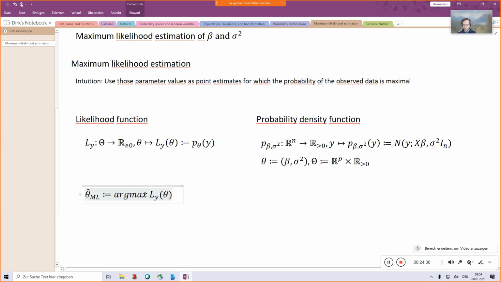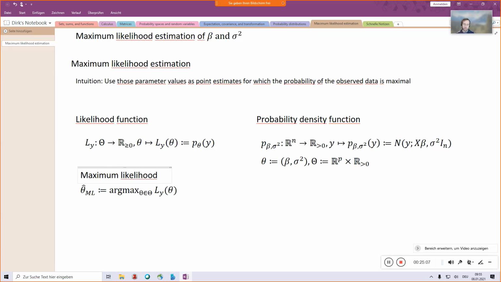Yeah, so you can get this a little bit nicer by doing this. So we change our parameter value theta for fixed data, and change the parameter value such that we maximize the likelihood function. Maximum likelihood estimator.